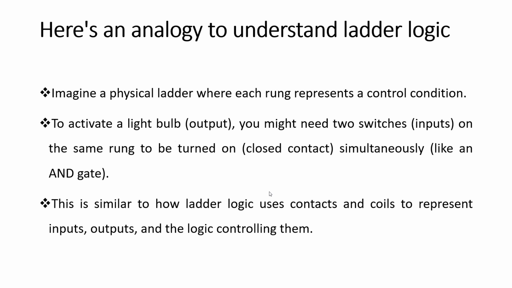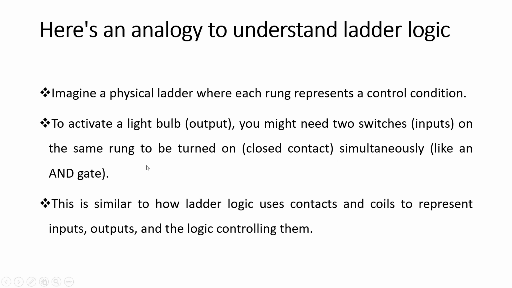The two vertical lines where these rungs are connected, we call them rails or power rails. So you have the left power rail and the right power rail. Now, to activate, for example, a light bulb, which is an output, you might need two switches. These two switches we take as inputs on the same rung. When you turn them on, you have made a closed contact.